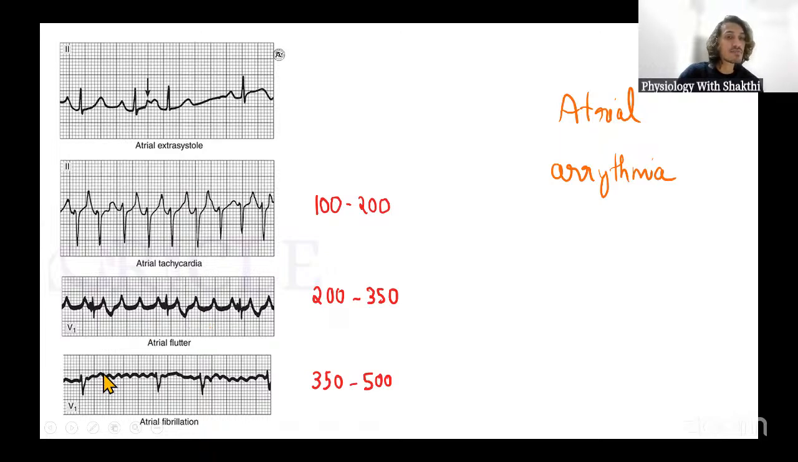And here you see fibrillatory waves. It's too fast for your normal conduction to happen. You can see that in between, some ventricular activity is there, but apart from that, it's too fast. So that is atrial fibrillation. Because of that, atrial fibrillation usually has an irregular rhythm.